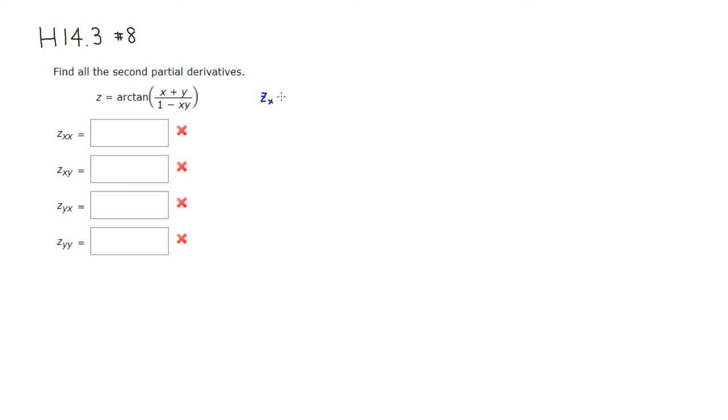Right? So this is going to be, derivative of arctangent is 1 over 1 plus x squared, but instead we have this expression, so we have to take that whole thing and then square it. So we have (x plus y) over (1 minus xy), squared, right? Then multiply by, so chain rule, derivative of exactly the same thing.